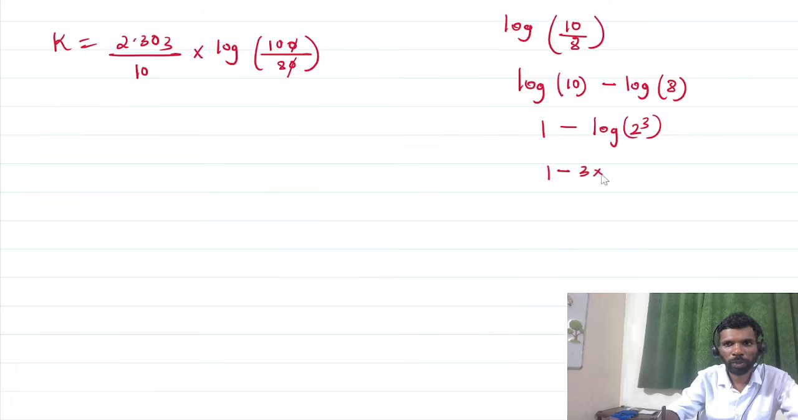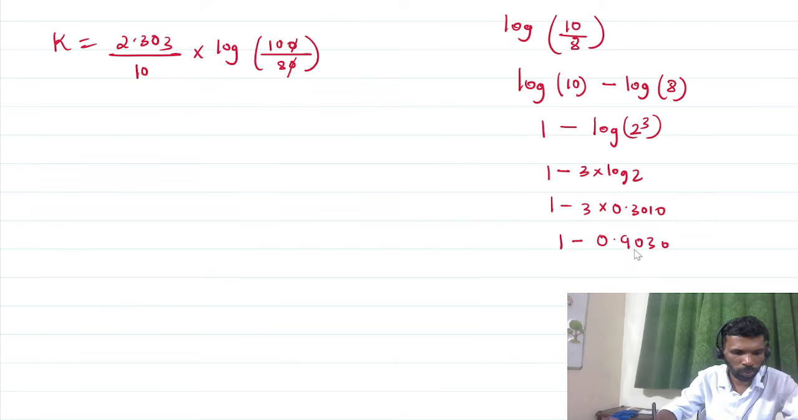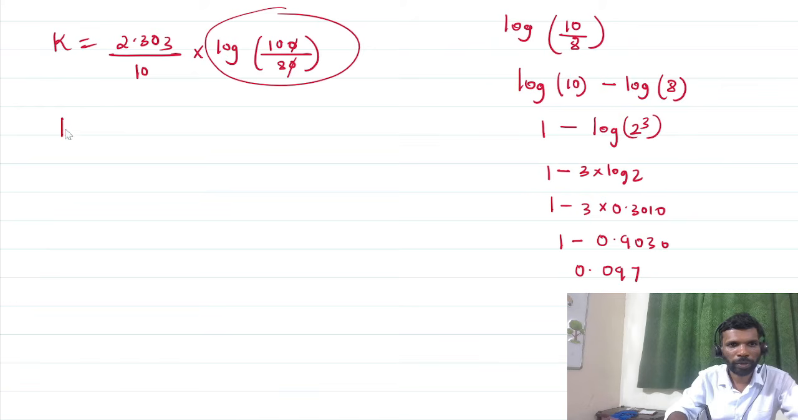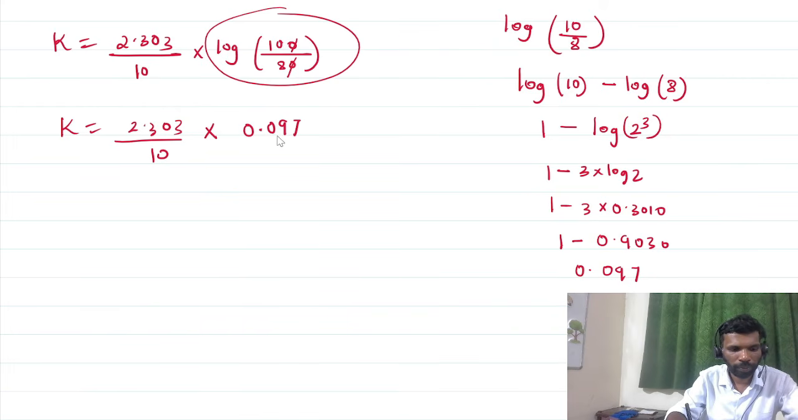1 minus 3 into log 2, 1 minus 3 into 0.3010, right? So this is 1 minus 0.9030. So this answer comes to 0.097. So only this part I have solved. So I'll write k is equal to 2.303 by 10 into 0.097. Okay, 0.097.